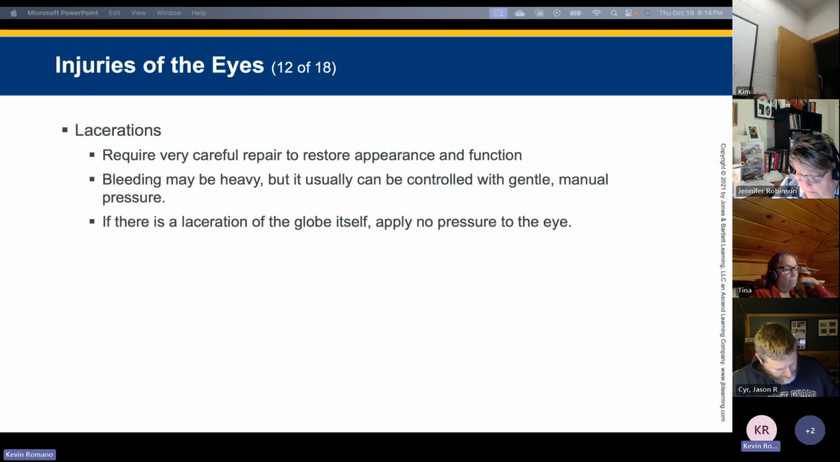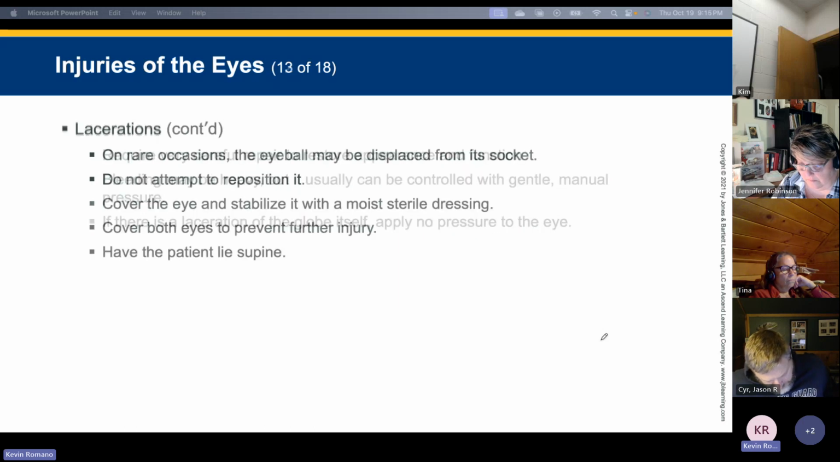Lacerations require very careful repair to restore appearance and function. If there's a laceration to the globe itself, apply no pressure. Please do not push on the eyeballs, okay? Just cover over them with a soft dressing. Then protect it with a metal eye shield, a cup, or a sterile dressing.